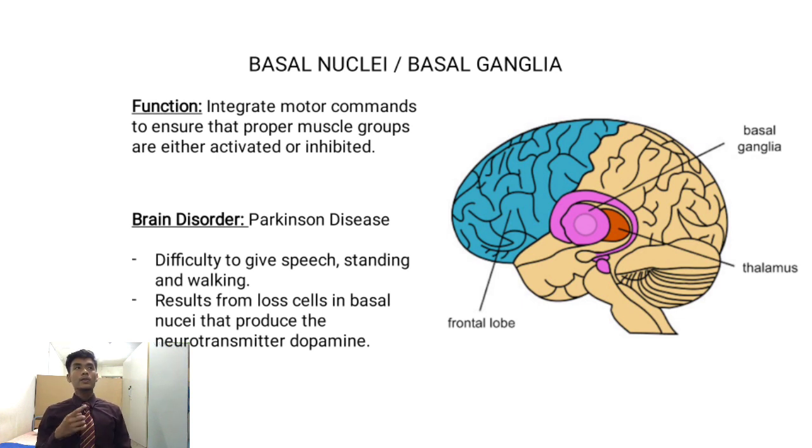A disease that can come from the basal nuclei is Parkinson's disease. In Parkinson's disease, we are unable to speak, talk and walk properly. This is due to the loss of cells in the basal nuclei that produce the neurotransmitter dopamine.